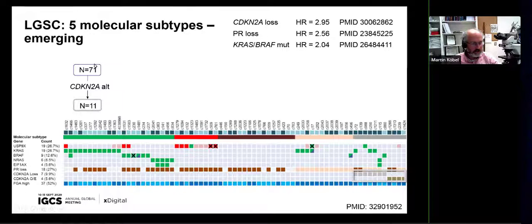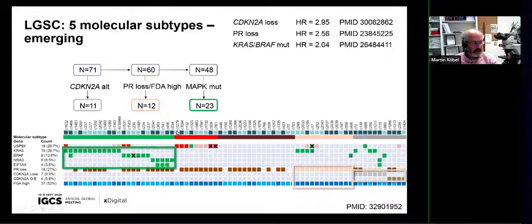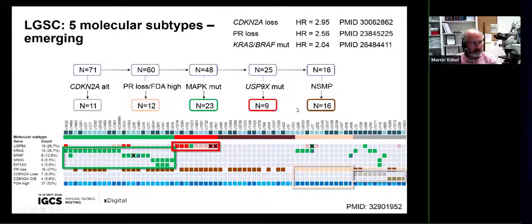This recent study on low-grade serous carcinoma, I believe, shows that there are at least 5 molecular subtypes emerging, which are associated with higher risk of death. First one is alteration in CDKN2A or p16, PR loss combined with high fraction of the genome altered, a group with MAP kinase mutation, a group with a newly discovered ubiquitinase mutation, and a group with no specific molecular alteration.